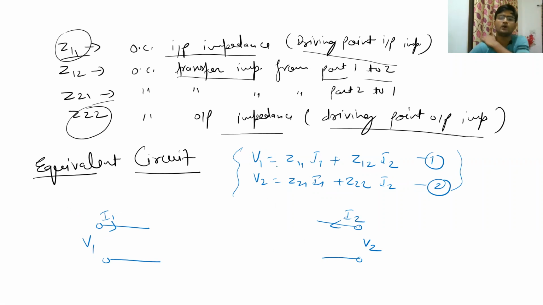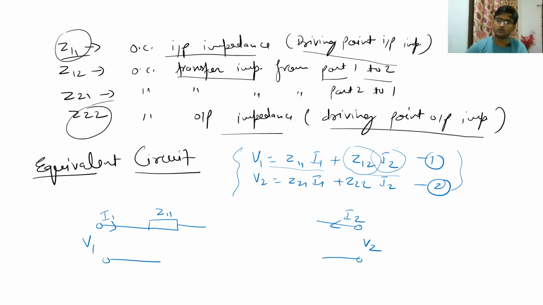Now, if we have to write this equation in the circuit form, V1 should be equal to Z11 multiplied by I1. Since this Z11 is an actual impedance, we are going to write it as an impedance Z11. Now, this Z12 is also an impedance, but since it is multiplied with I2, we cannot just take it directly and put a particular Z12 impedance here, because it will create complexity.